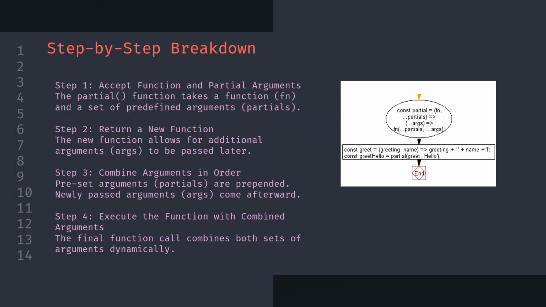This approach ensures that the function retains its expected behavior while allowing us to fix certain arguments beforehand. It also makes our function calls shorter, cleaner, and easier to understand. This is particularly helpful when dealing with functions that have common initial parameters but varying final inputs.